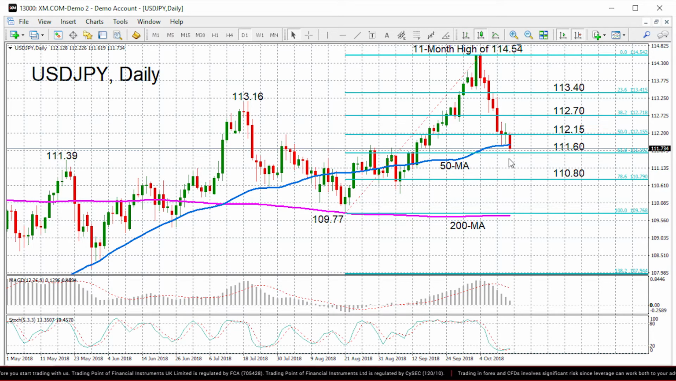However, if we were to see further losses, a break below 111.60 would open the way to 110.80, that's the 78.6% Fibonacci, and then below that we have the 200-day moving average just below that August swing low of 109.77, so that would be the next target to the downside.